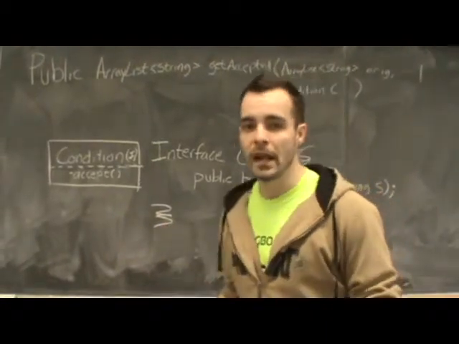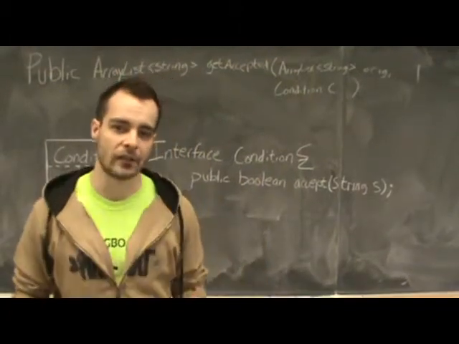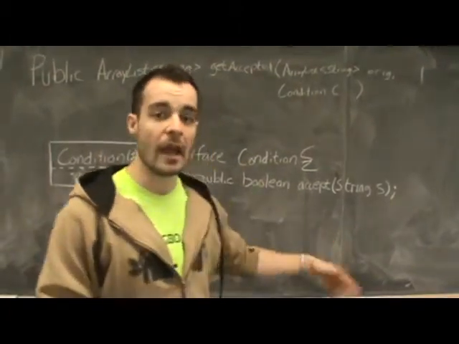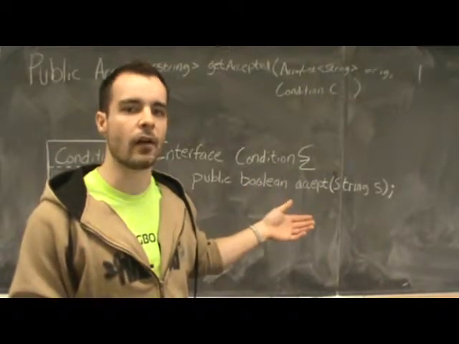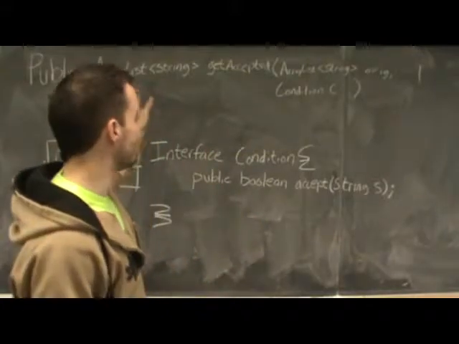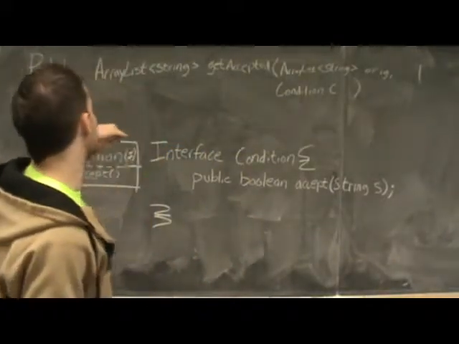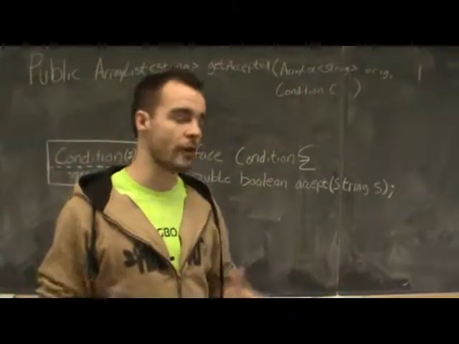So why would we ever do this? Why would we ever use this? Why not just create classes that have this accept method and not use condition at all, or an interface at all? Well, the answer is very simple, actually. We're going to look at what I've written at the top of the board. So this method, we obviously don't have a body for it. It's just for your imagination.